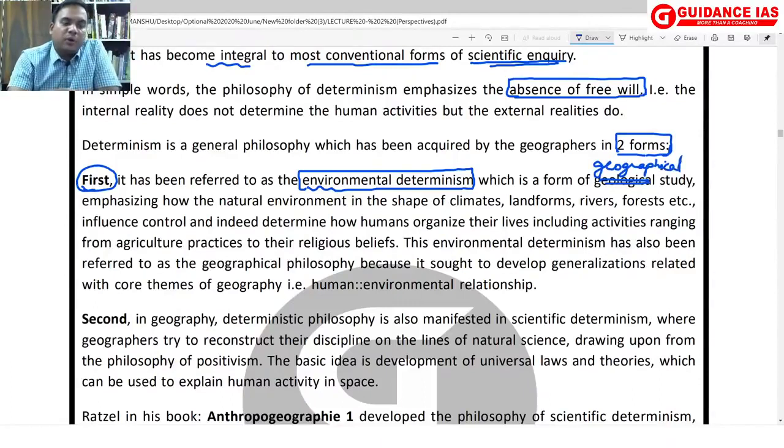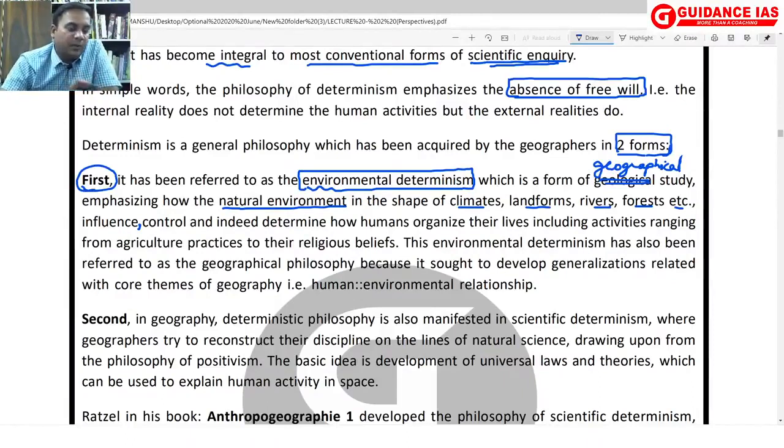It is a form of geographical study emphasizing how the natural environment, which can be climate, landforms, rivers, forests, etc., influences, controls and indeed determines how humans organize their lives, including activities ranging from agricultural practices to religious beliefs. Everything is being determined by what? It is being determined by environmental factors.